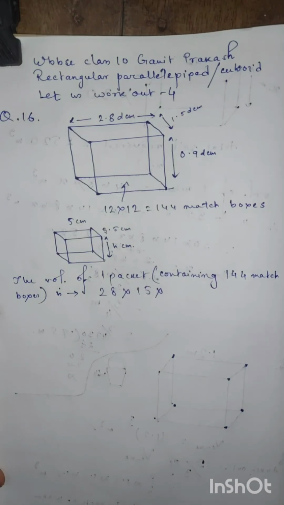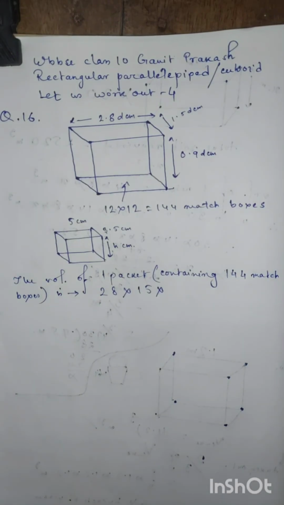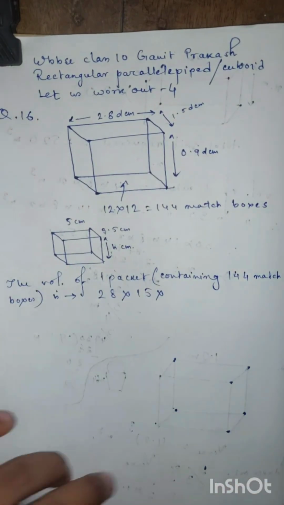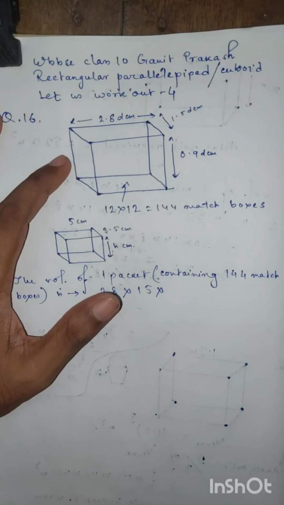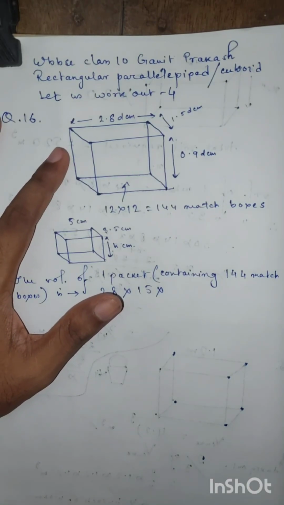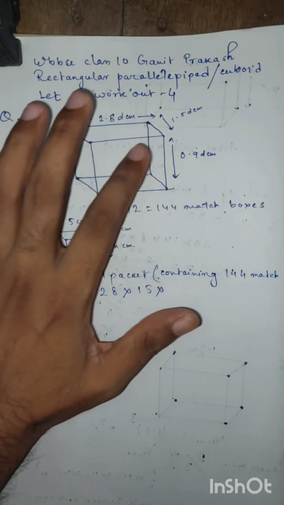Question number 16 says we have a packet of matchboxes. It contains 12 gross matchboxes. That means 144 matchboxes. And the dimensions are given.